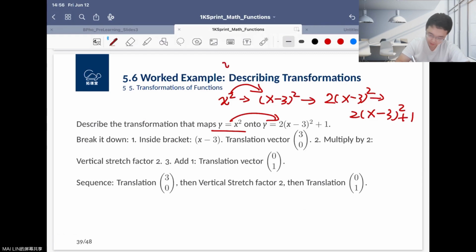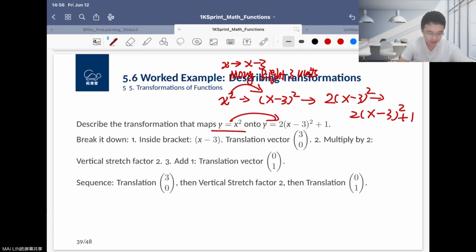So for the first transformation, x squared to (x minus 3) squared, we can say here that first x turns into x minus 3, right? So we said from the right it means the negative, and from the left it means the plus, right? So here, it means moving right for 3 units, right? Moving right for 3 units.